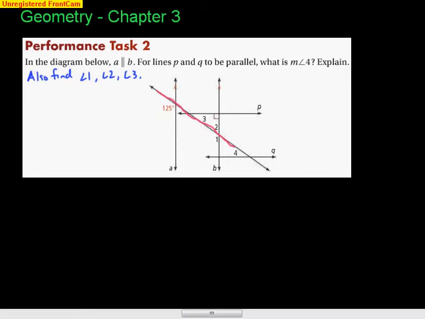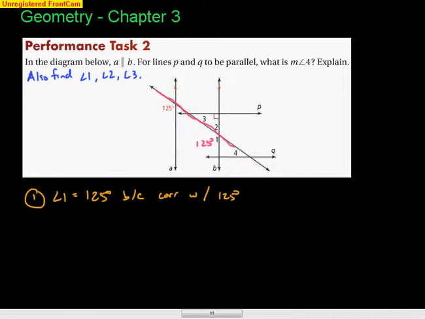So first, angle 1 equals 125 degrees because it is corresponding with 125 degrees. So I now know that angle 1 is also 125 degrees. Okay. So now let's go to angle 2.